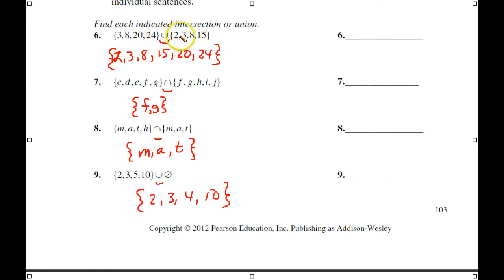So some of the protocol involved is we usually then list them numerically in ascending order. So we'd start with the 2, the 3, the 8. Notice some are repeated. Then we have the 15 from here, then the 20 and 24. So C's not repeated, D's not there, E's not there, we have an F there, and an F there, and what's left here is a G and a G. So the only two that are found in both sets are these, and the same then would apply here, those that are found in both sets. And that's what intersection, that's what union, and here, union with an empty set, you just list all your elements.